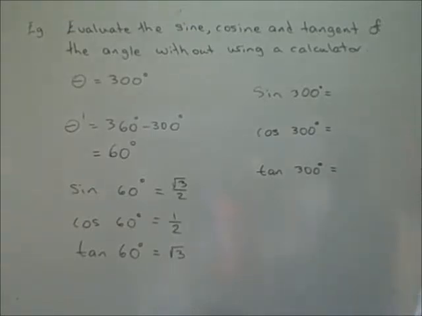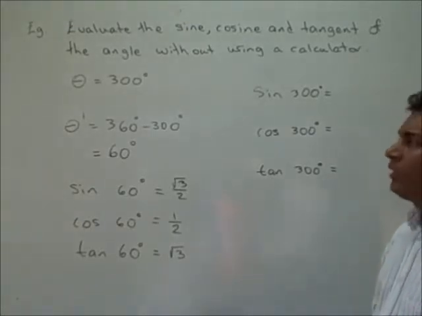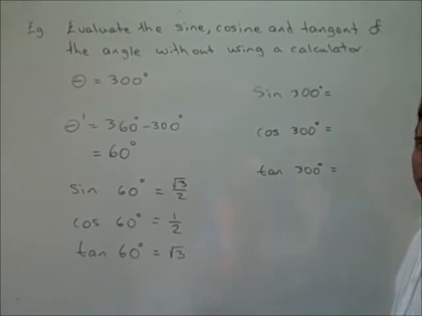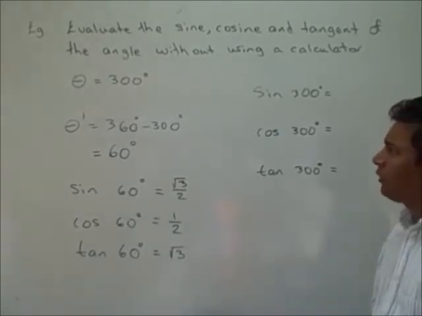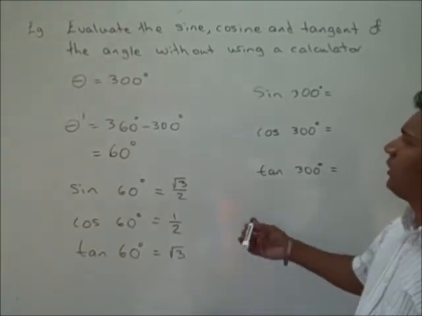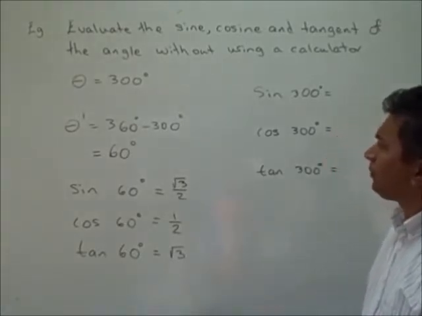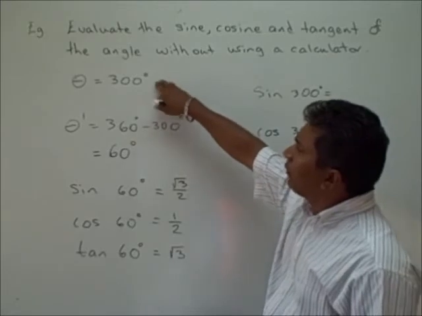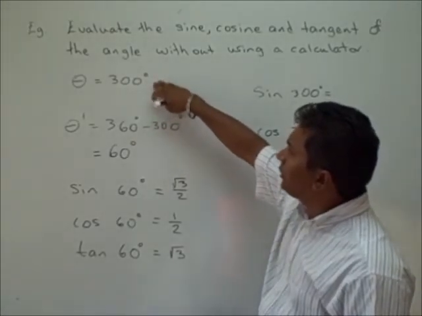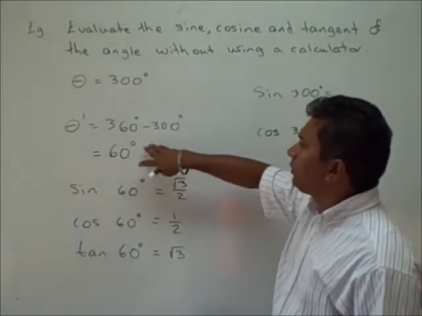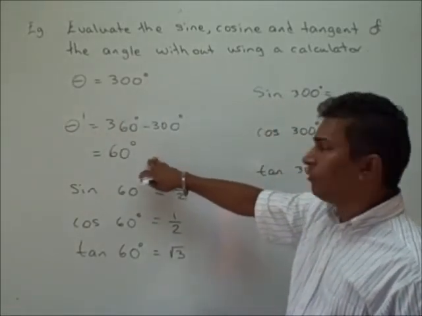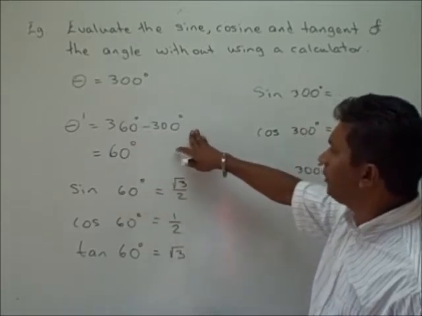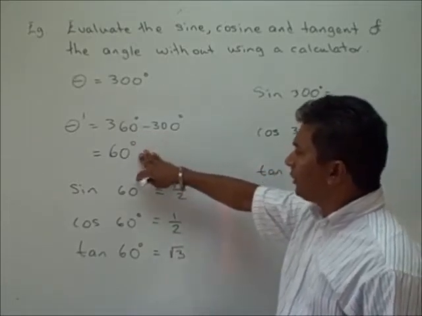In this section, we're going to be using reference angles to find the sine, cosine, and tangent of an angle. The value of the reference angle is equivalent to the sine, cosine, or tangent of that same angle. So here, we're trying to find the sine, cosine, and tangent of 300 degrees. The reference angle for 300 degrees will be 60 degrees. Since it's in the fourth quadrant, it will be 360 minus 300, which gives us 60 degrees.